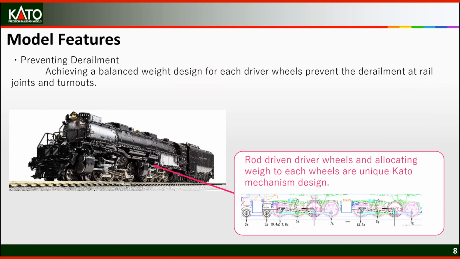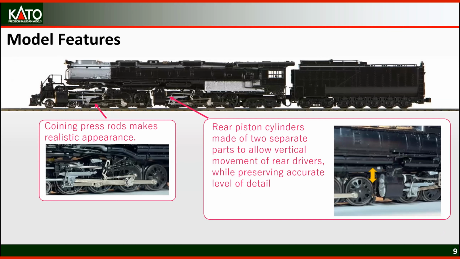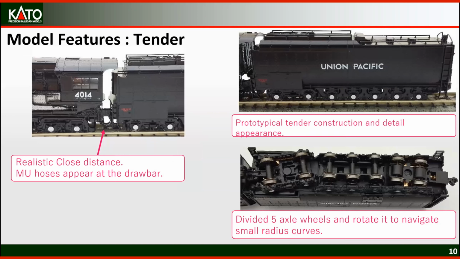Preventing derailment. Basically, they've gone ahead and tried to design this so that this engine will track really well and won't derail on joints or specifically turnouts also. At this point, we have the coining press rods that make a realistic appearance. The rear piston cylinders are made in two separate parts to allow vertical movement of the rear drivers. And the close coupling of the engine and the tender.